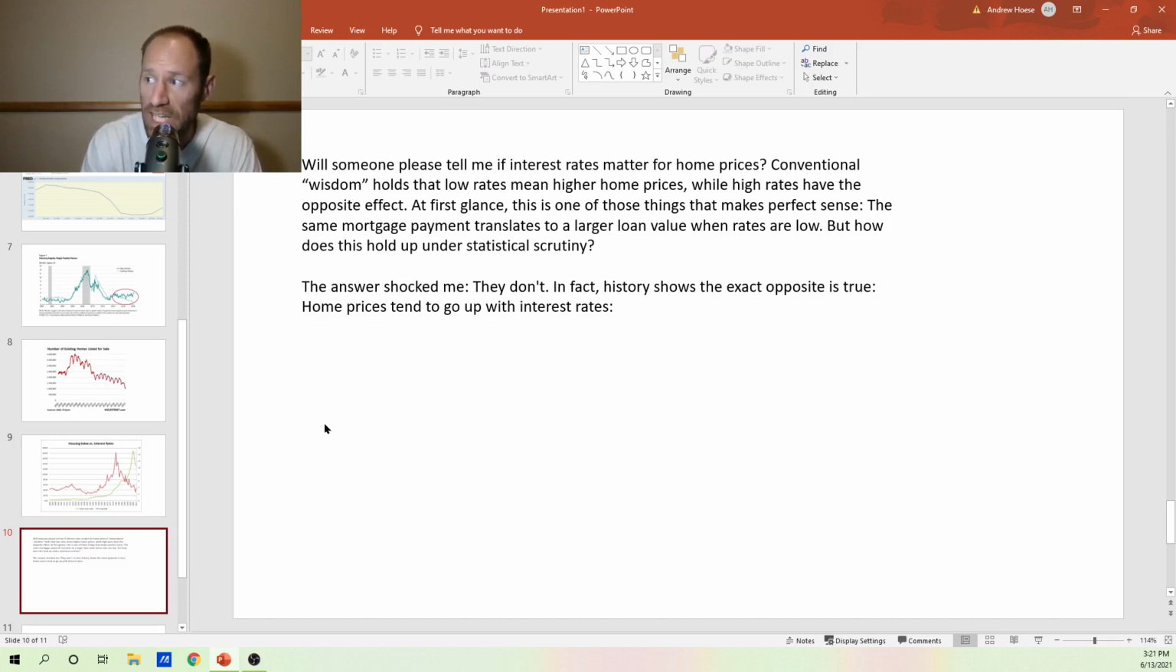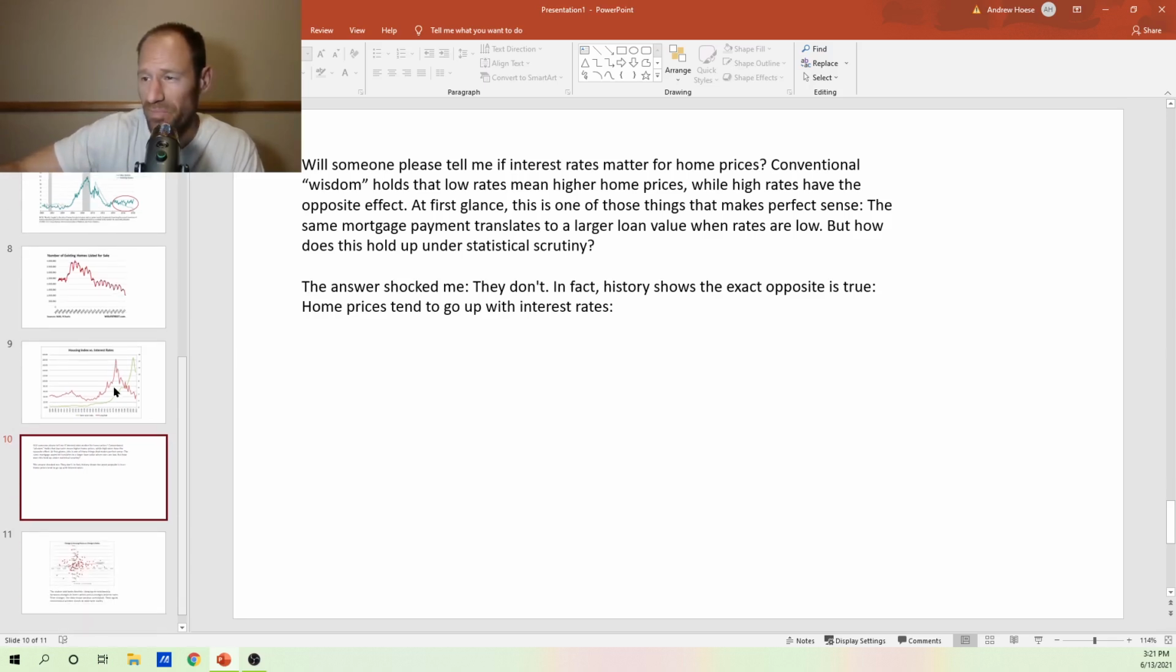In fact, history shows the exact opposite is true. Home prices tend to go up with interest rates. You guys got to subscribe to Finding Value because he's been saying this the entire time.